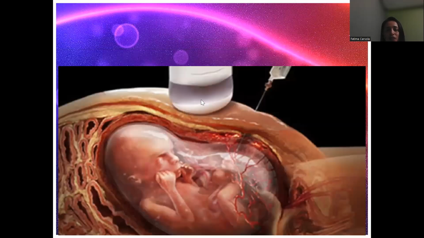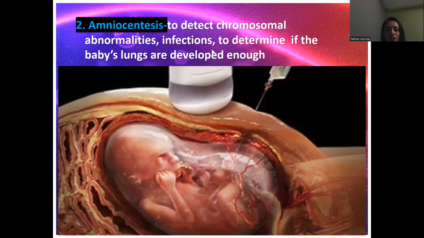so again, this one is amniocentesis. Okay. This one is for the detection of chromosomal abnormalities, infections, and to determine if the baby's lungs are developed. So then they will get amniotic fluid as a sample. And in amniocentesis, the amniotic fluid is tested for the presence of the lung surfactant. And this is guided by the ultrasound. This time in amniocentesis, in ultrasound, it should be a full bladder. In amniocentesis, it should be an empty bladder, and the mother is not allowed to ambulate after the test because it could lead to preterm labor.